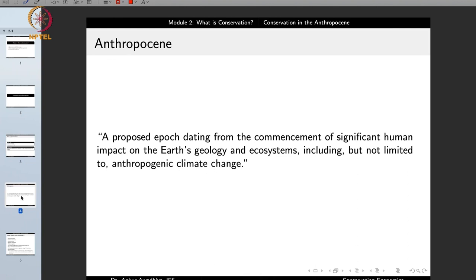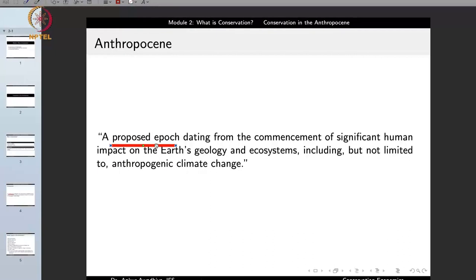Now, when we say conservation in the Anthropocene, what is Anthropocene? Anthropocene is a proposed epoch. Now, what is an epoch? An epoch is a time period in the history of Earth. So the Anthropocene is a proposed epoch which dates from the commencement of significant human impact on Earth's geology and ecosystems, including but not limited to anthropogenic climate change.